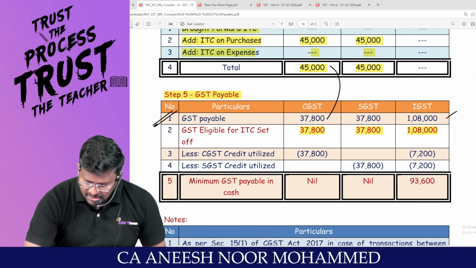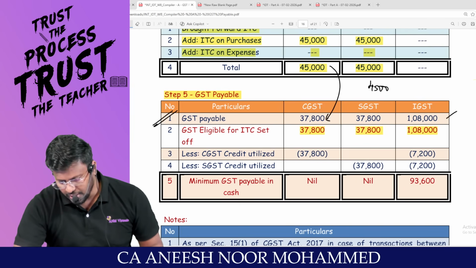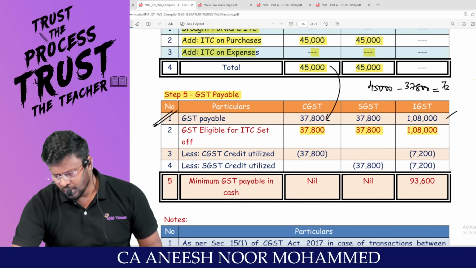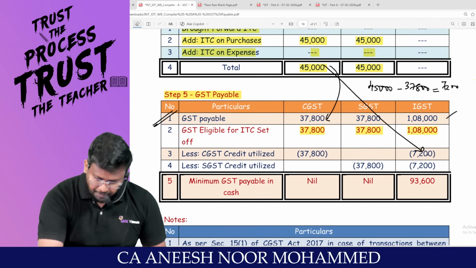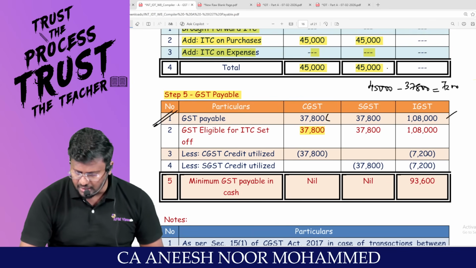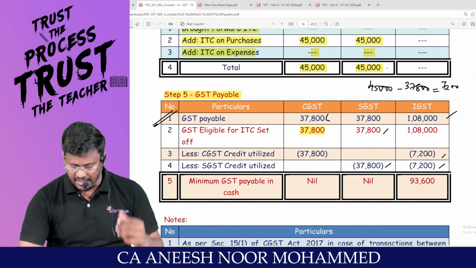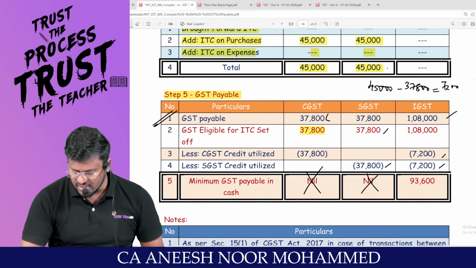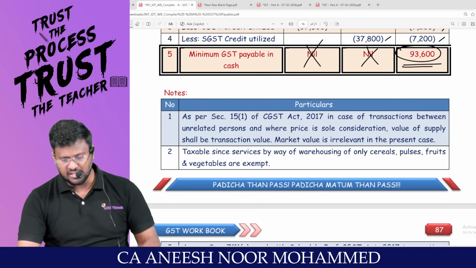Sir, against this 37,800, 45,000 can be set off. So calculator, 45,000 credit minus 37,800 comes to a balance of 7,200. That 7,200 credit can be set off against the IGST payable. Happily, the same rule is applicable here also. Out of this 45,000, 37,800 you can set off. Balance 7,200 you can set off against the IGST. So there is no CGST, there is no SGST. Only IGST payable of 93,600 is there.